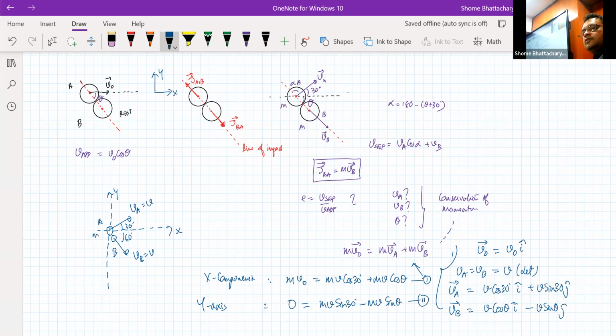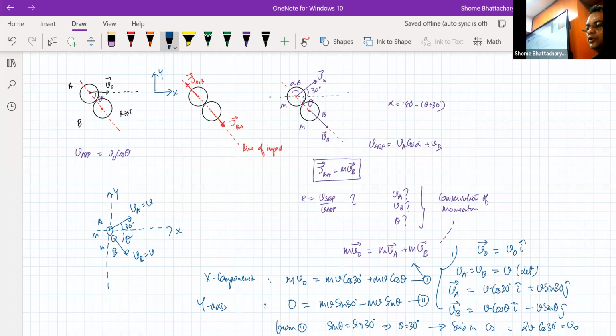The second equation is the very simple one that will show us that theta is equal to how much? 30 degrees. Theta should be equal to 30 degrees. So from equation 2, we can see that sin theta is equal to sin 30, which means that theta is equal to 30 degrees. Then we'll substitute this in the first equation. From that we'll get 2v cos 30 is equal to v naught.